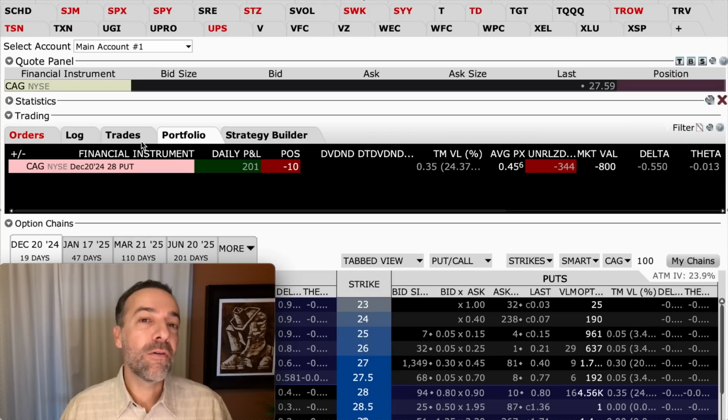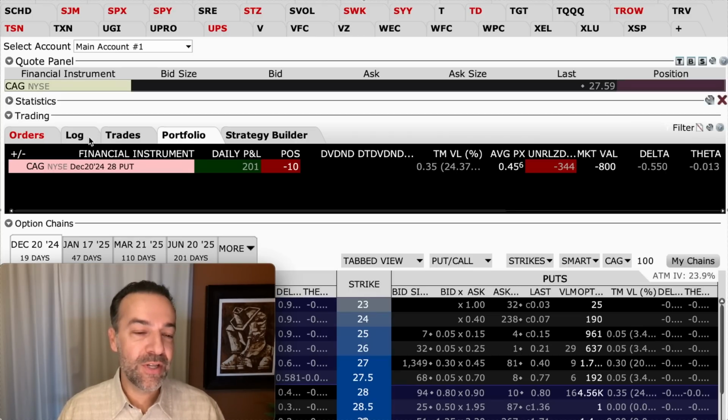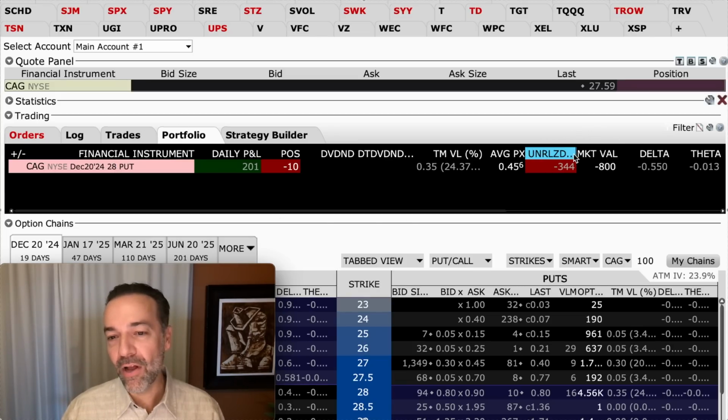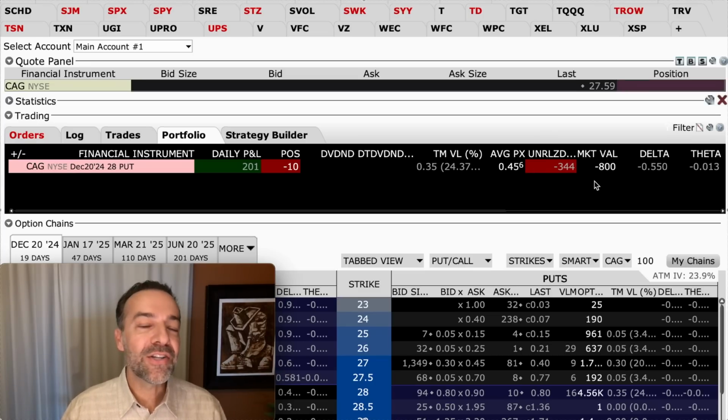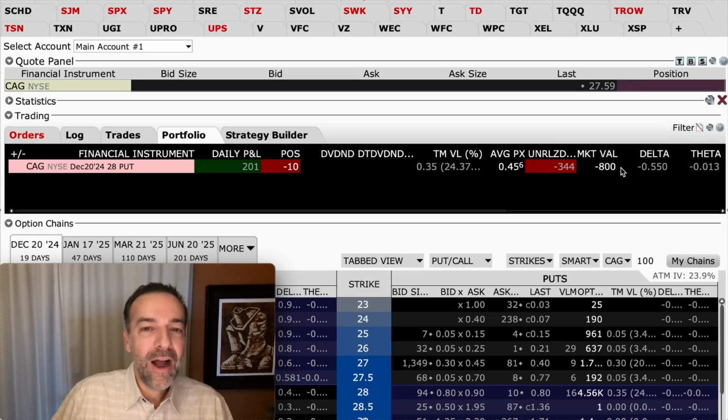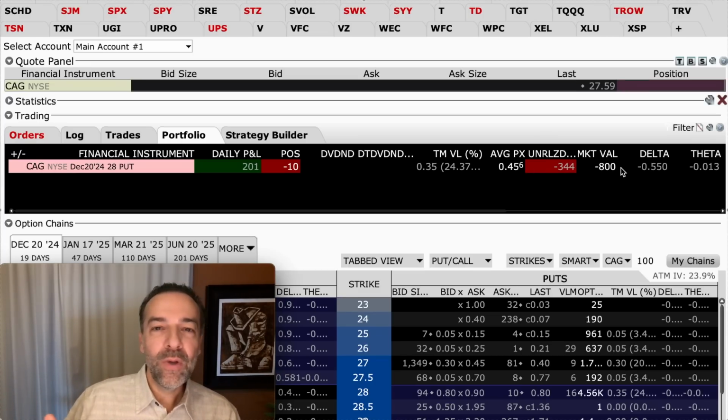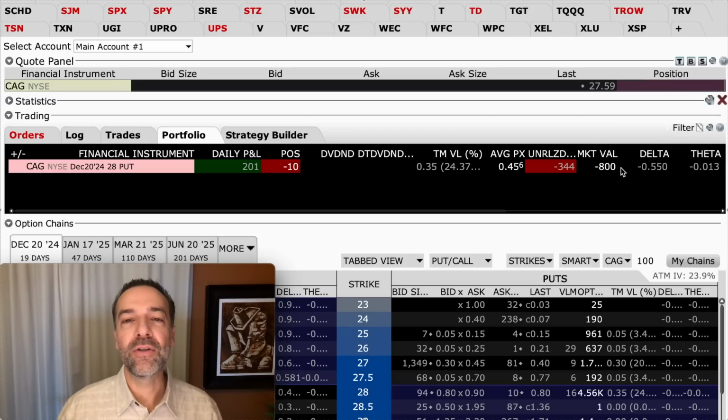But let's just say I no longer felt comfortable being in a cash secured put option in CAG. Something had changed fundamentally with the company, so I didn't like it anymore. How could I deal with that? I could indeed just buy this position back. Right now it's showing I have a loss of about $344. But how can I turn that into a positive? Remember, we're option traders. We're kind of like superheroes. We can do things that normal traders can't do. So what can I do with this to put it back in my favor?